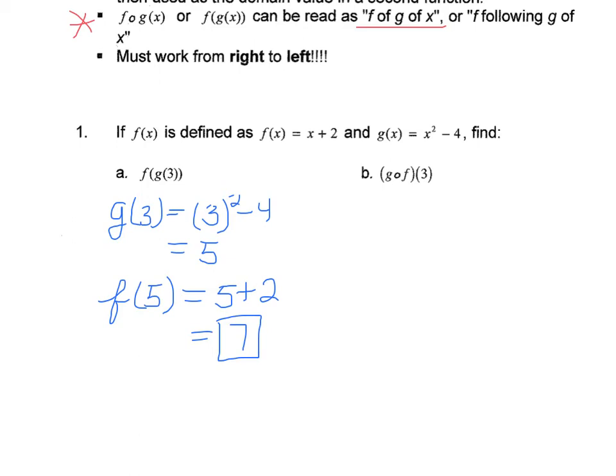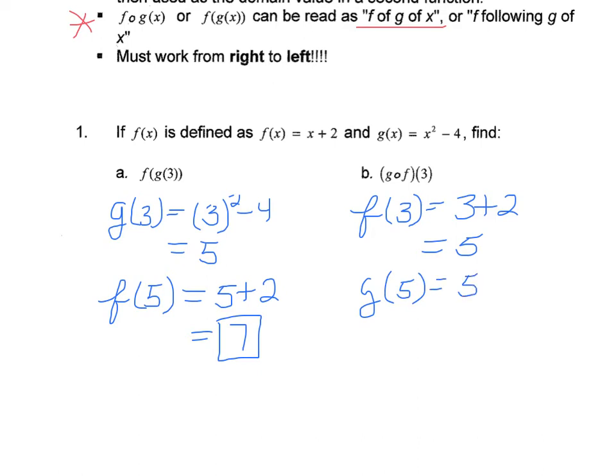All right, let's move on to letter B. g of f of 3. So we work right to left, so we're going to find f of 3 first. f of 3 is going to be 3 plus 2, which is 5. Now that I know f of 3 is 5, I'm going to find g of 5. g of 5 will be 5 squared minus 4, which comes out to be 21. So g of f of 3 is 21. So I need the first answer to get the final answer.